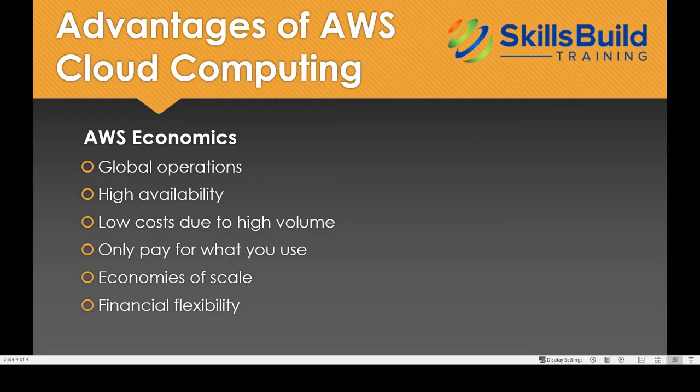Low costs due to high volume. The scale and operations of AWS support lower costs and higher efficiencies than those in most on-premises data centers. These efficiencies are a result of overall supply chain optimization, high level of automation, and volume-based purchasing.